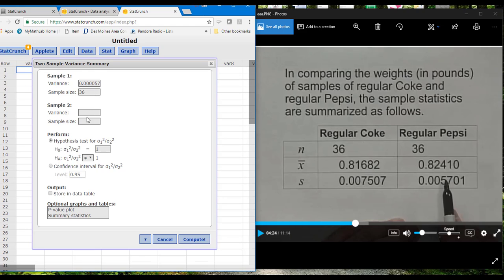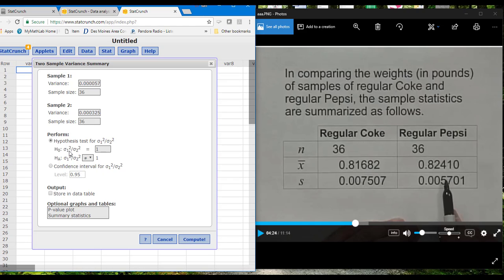Oh man, now look at what they did to us. It's sigma 1 over sigma 2. Sample 1 is the biggest one, so we're good. Okay, and then for sample 2, the Pepsi, we're going to take 0.005701 squared, and we get 0.000325, and that sample size was 36.